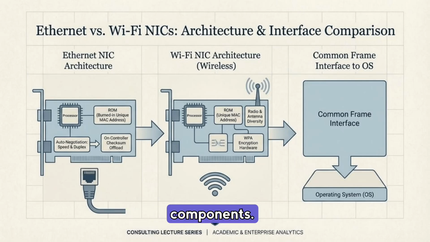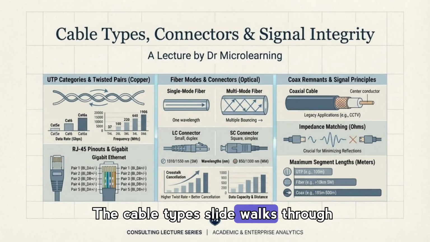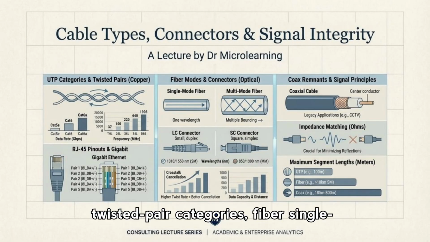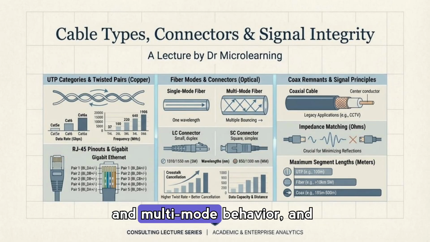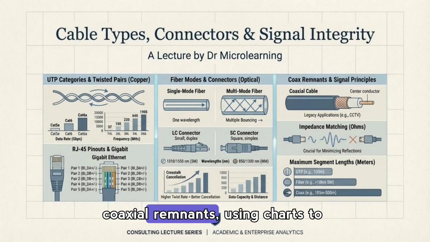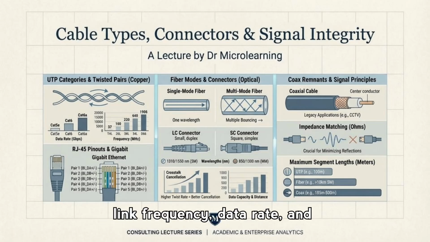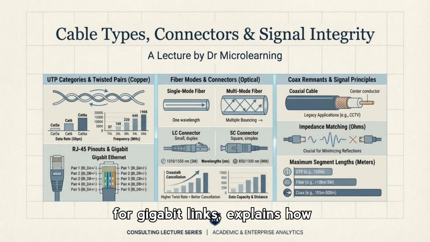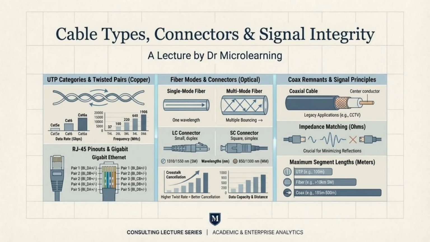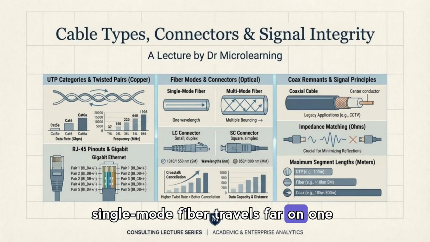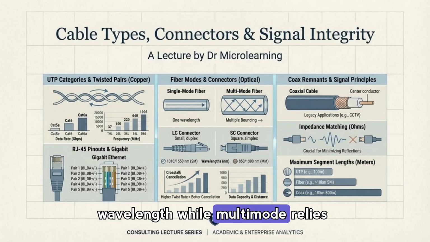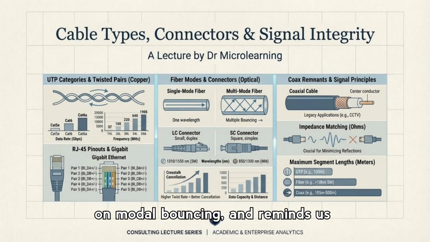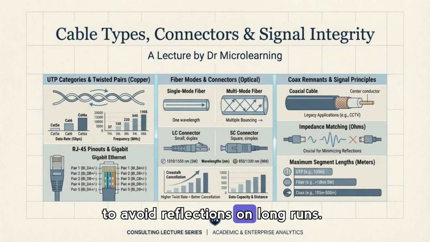The cable types slide walks through twisted pair categories, fiber single- and multi-mode behavior, and coaxial remnants, using charts to link frequency, data rate, and distance. It points out RJ45 pinouts for gigabit links, explains how single-mode fiber travels far on one wavelength, while multi-mode relies on modal bouncing, and reminds us that impedance matching is crucial to avoid reflections on long runs.